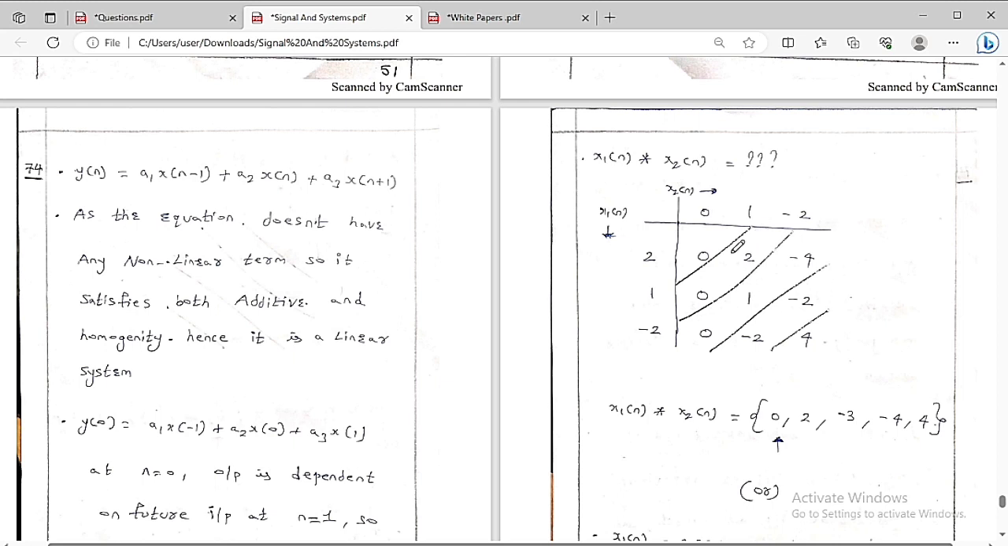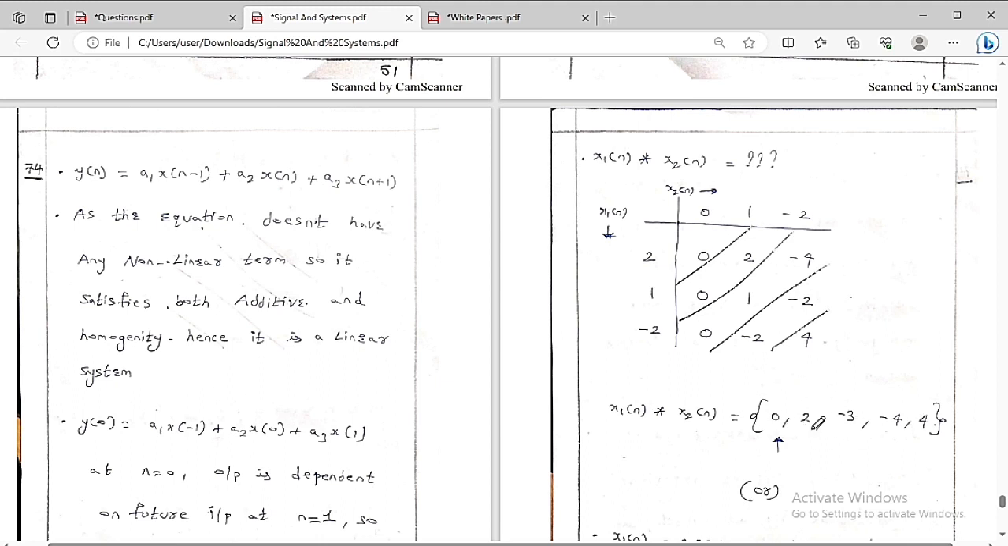So now take the lines like this: only one element, then two elements, then three elements, then two elements, and one element. We do the addition of all the numbers present in each line. So 0 is 0. 0 plus 2 is nothing but 2. 0 plus 1 plus minus 4 is nothing but minus 3. Minus 2 plus minus 2 is nothing but minus 4. Then 4.